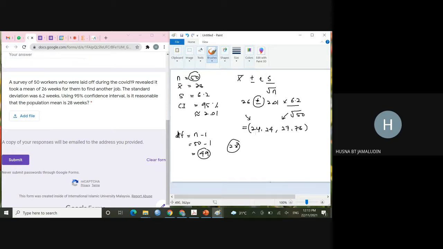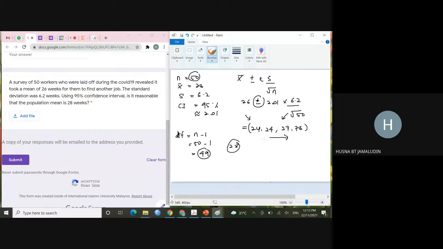Okay, so your interval starts from 24.24 until 27.76. That's why I said you shouldn't round it up. If you round 27.76, you will get 28. But in statistics, decimal points are very important. So this 28 is not within our confidence interval. So the answer is no.